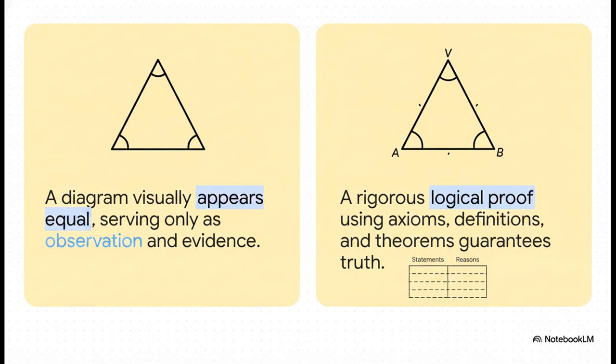But here is probably the most important takeaway of this entire explainer. Just look at the comparison here. On the left side, we have observation. A diagram might visually appear to show equal angles or parallel lines. That's evidence, sure. But on the right, we have logical proof. A proof is a rigorous argument using axioms, definitions, and theorems. Observing that a diagram looks a certain way is merely visual evidence. A proof is the only thing that guarantees a claim is actually true.